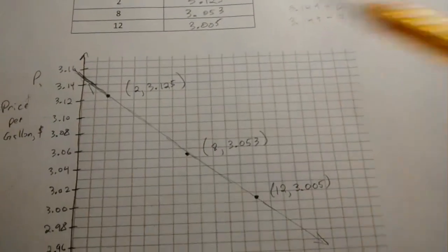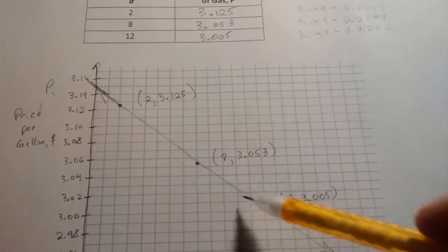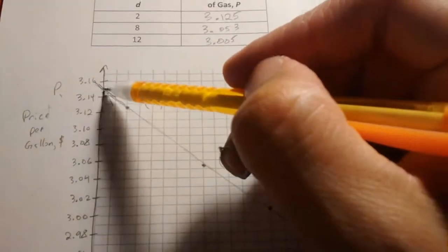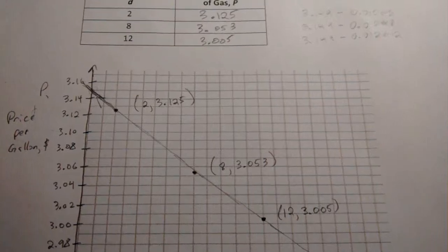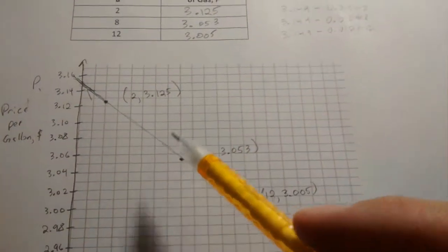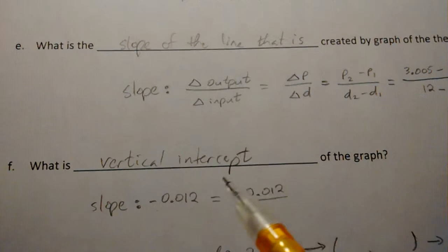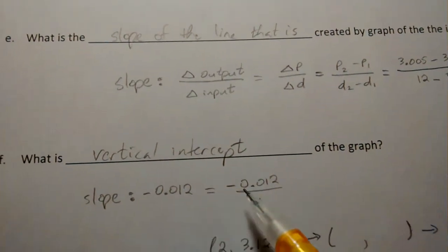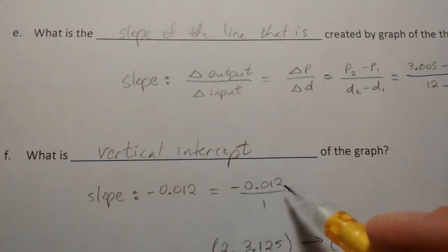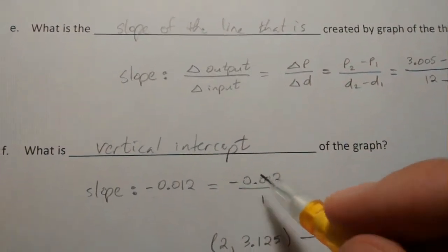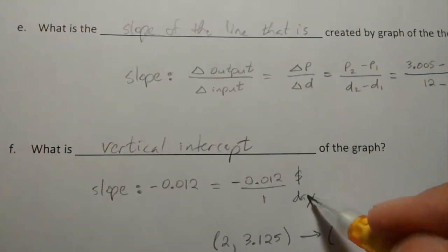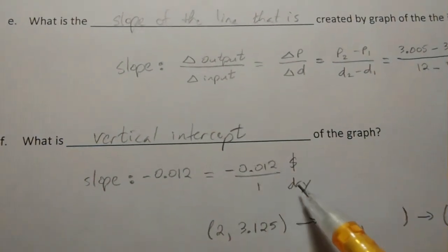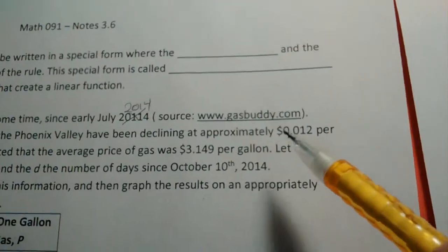In part F here, we're trying to find the vertical intercept of our graph of our linear function, where it crosses this axis. You could use the slope previously, and if we think of the slope as over 1, this slope is telling us that the price of gas decreases by that much every day. It's just what our original problem was saying, approximately that much per day.